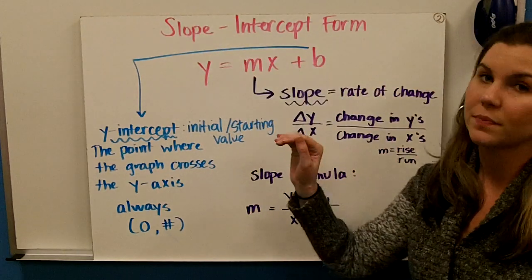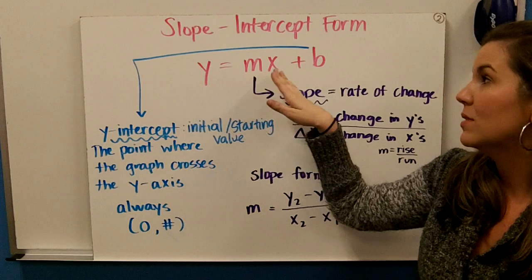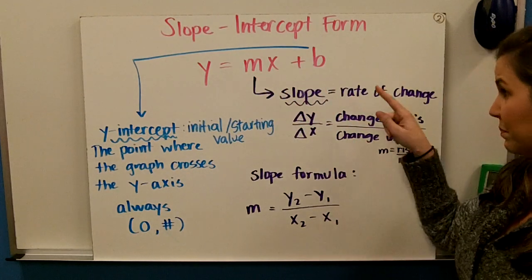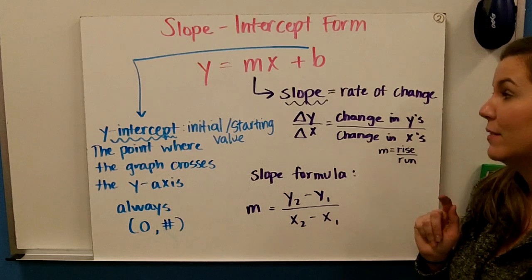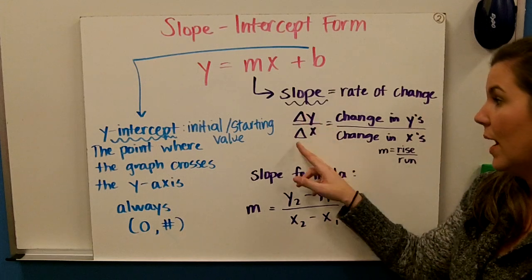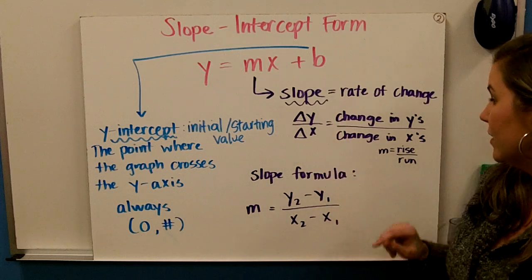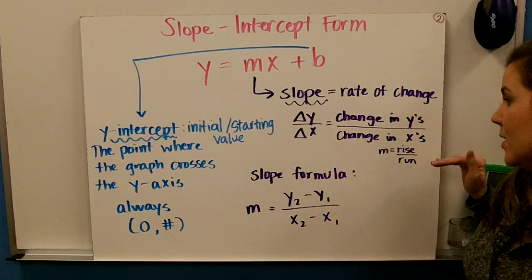Slope-intercept form. Slope-intercept form is y equals mx plus b. M again is the slope. Slope is also known as rate of change. It's the change in y over the change in x, and this is how we represent it algebraically. It's the rise over the run.